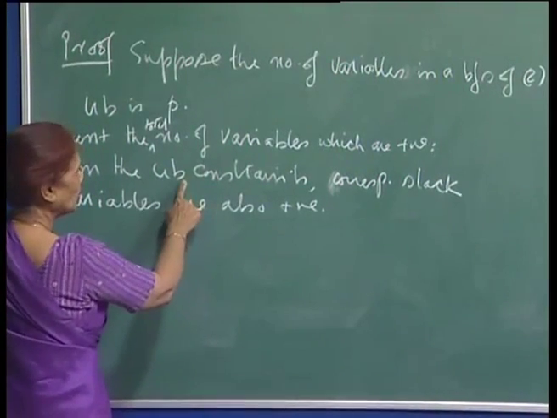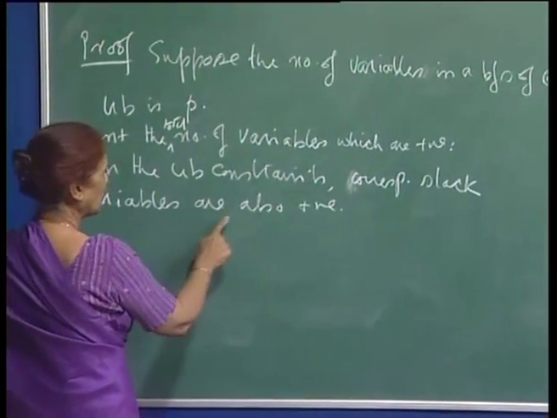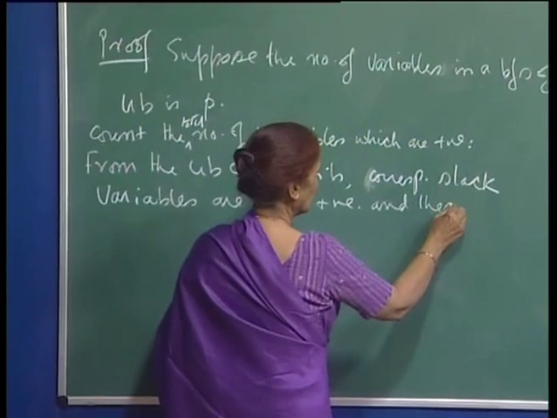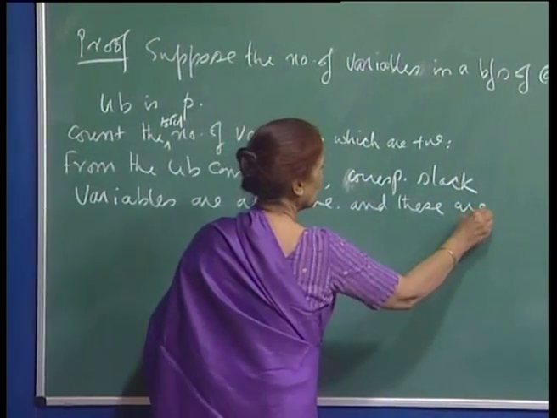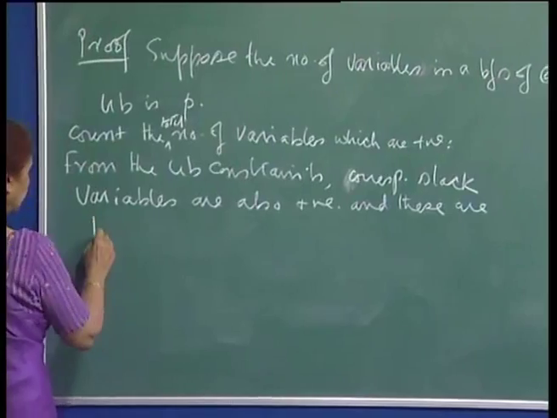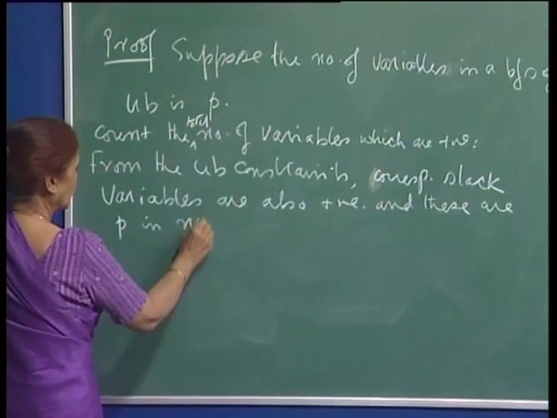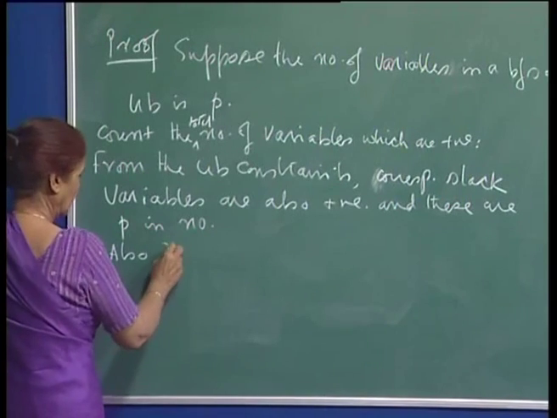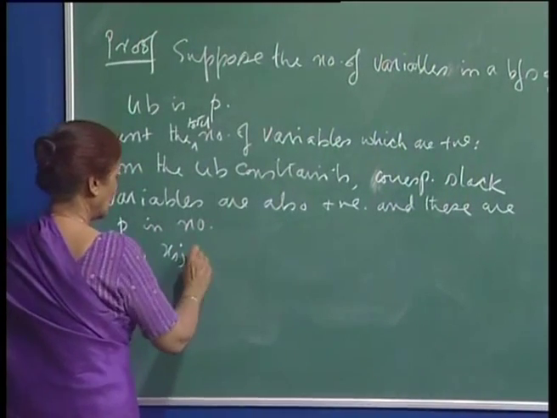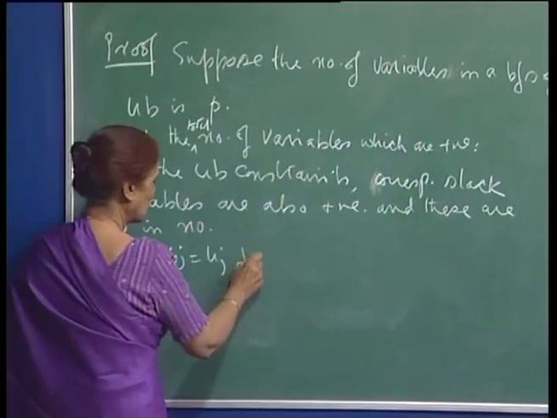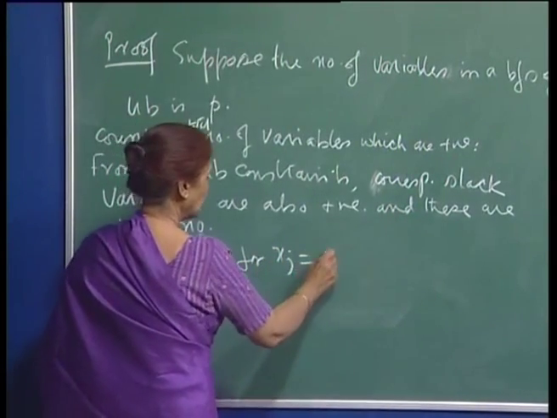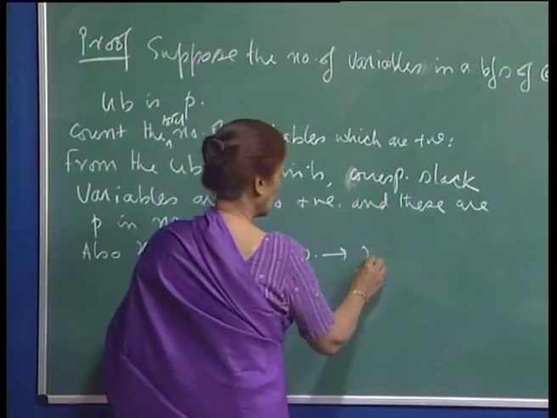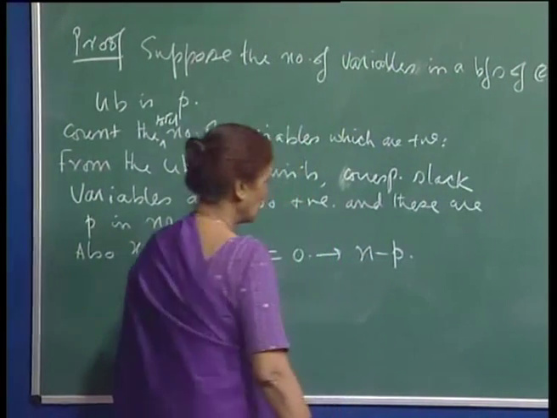From the upper bound constraints, the corresponding slack variables are also positive, and these are p numbers, right. Also, xsj is equal to uj for xj equal to 0. So, these are the non-basic values, and how many are these? These are n minus p in number, right.